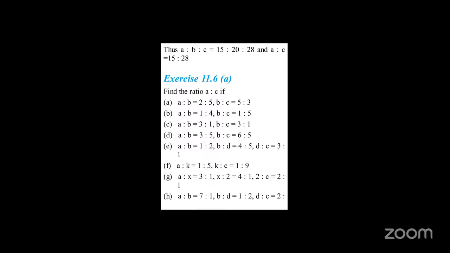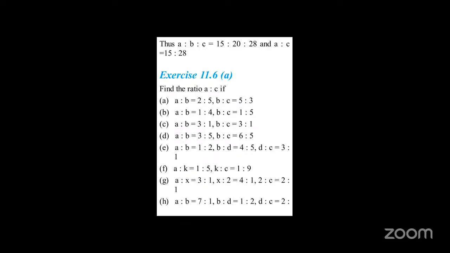Let's look at number 1, whereby we have to find the ratio of A to C if A ratio B is equal to 2 ratio 5, and B ratio C is equal to 5 ratio 3. So we have A ratio B equals 2, 5, and B ratio C equals 5, 3.